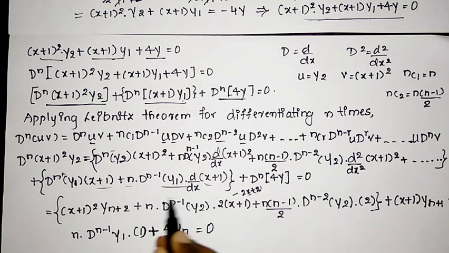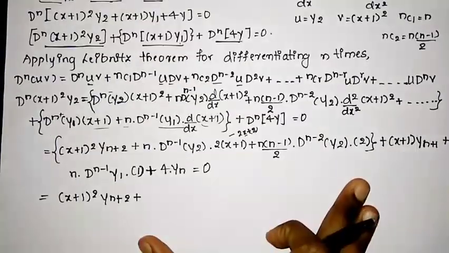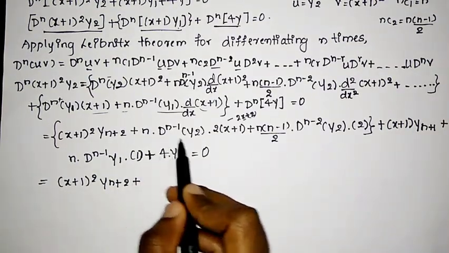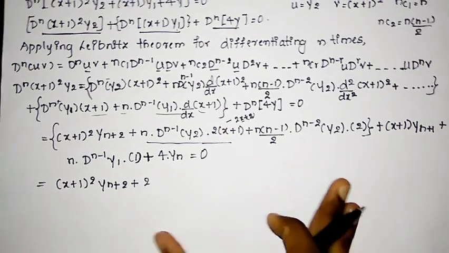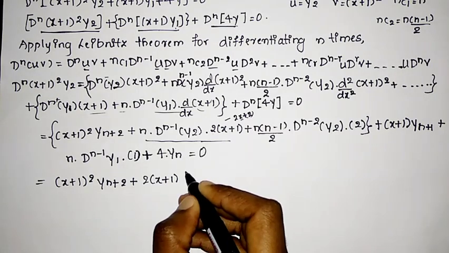Now we shall remove all this. Therefore x plus 1 whole square into yn plus 2 plus, yn plus 2. So then we can write this, that is 2 into x plus 1, 2 into x plus 1.